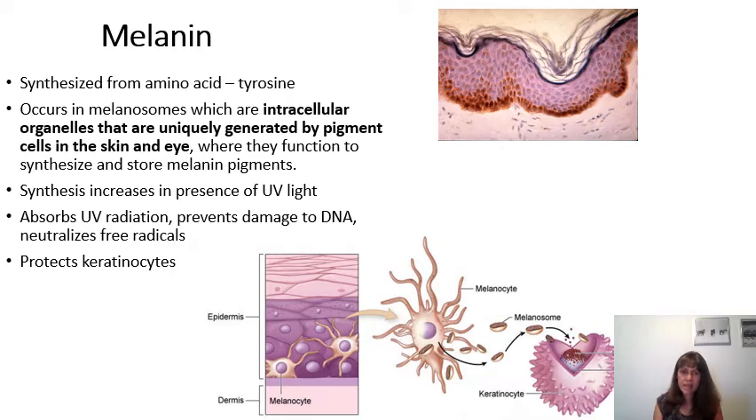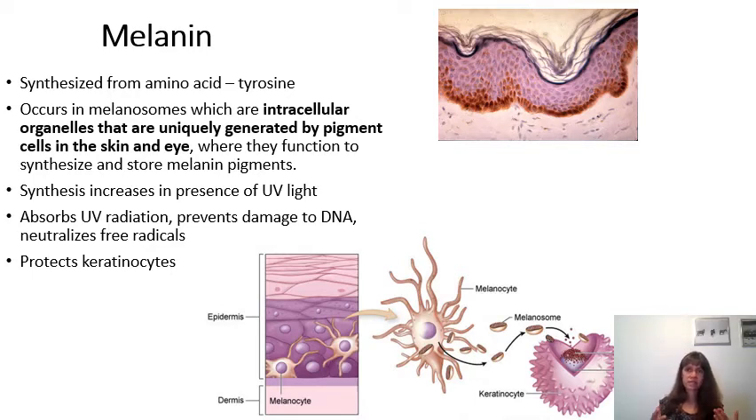Melanin is made with a specific amino acid known as tyrosine. And we already said that the production of melanin is going to occur in special structures known as melanosomes. Those are the organelles inside melanocytes that are going to produce melanin. And as I said before, we see them in pigment cells in the skin as well as the eye. The melanosomes not only function to produce melanin, they can actually store it as well.